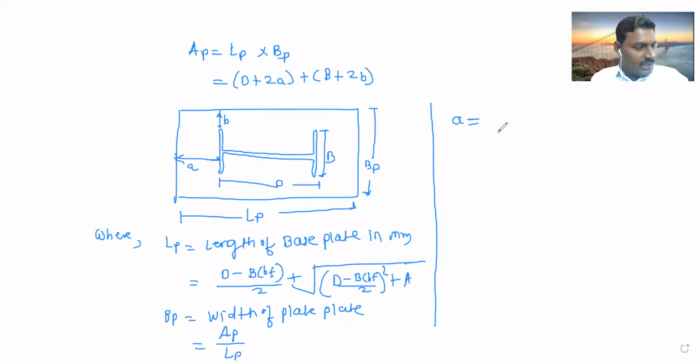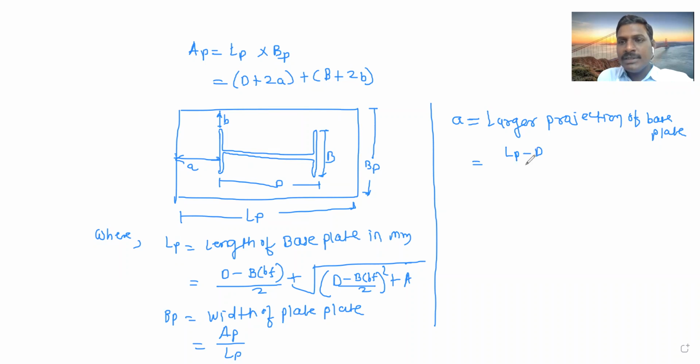Okay. So here A is the larger projection. Why is A the larger projection? Because length is greater than the width. So we can say A is the larger projection of base plate, because this is the projection. So how can we calculate A? We can calculate it as LP minus D divided by 2. Whatever formula I have written, you can correlate with the sketch.